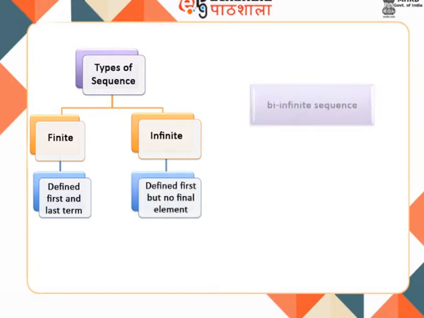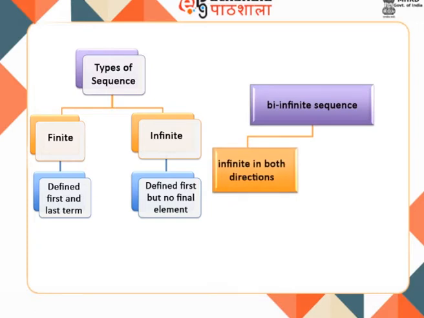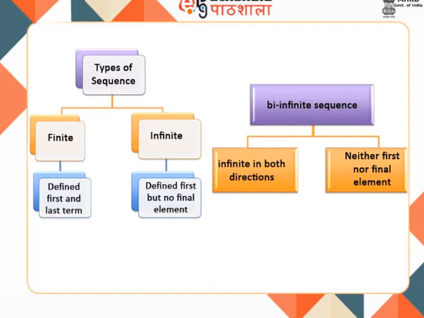A sequence that is infinite in both directions, with neither a first nor a final element, is called a bi-infinite sequence, two-way infinite sequence, or doubly infinite sequence.